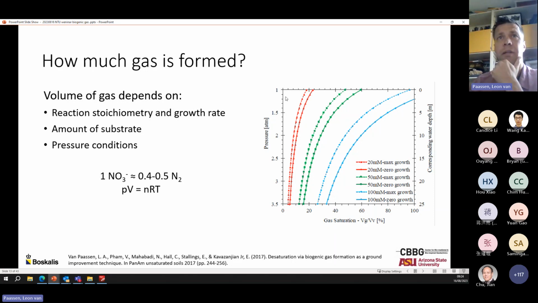And it's also highly dependent on the depth of treatment. So if you're 10 meters below groundwater level, you have 10 meters of water pressure on top of the atmospheric pressure, so an absolute pressure of 2 atmospheres. If you fill in that pressure here in the ideal gas law, you can see that with equal temperature and equal amount, you will reduce the volume of the gas. So this is a relatively simplistic model to predict the volume of the gas.